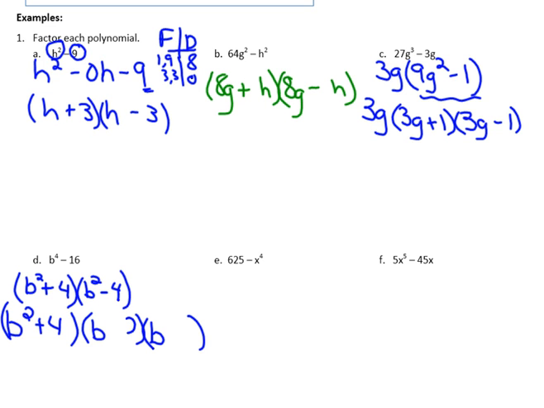Square root of 4 is 2, so they each get a 2. One's a plus, one's a minus. So this is now factored completely.